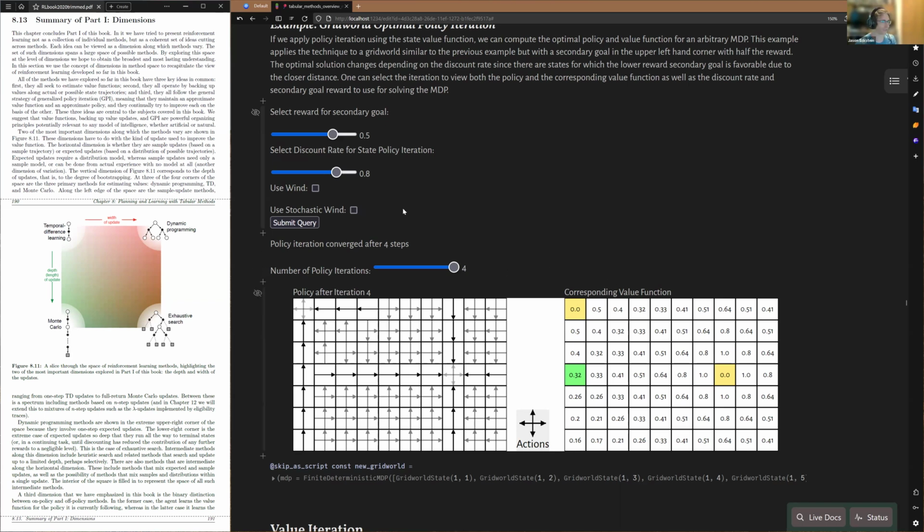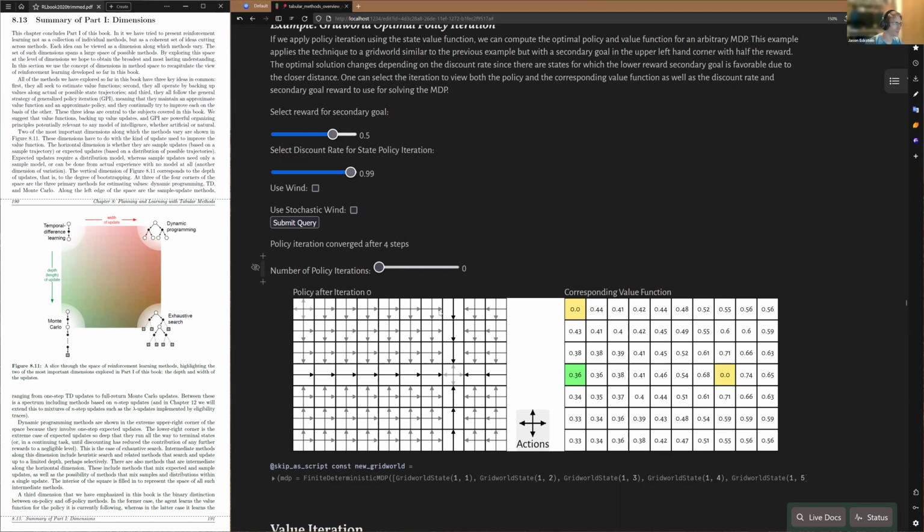And the reason is that even though this reward is half of this reward, if the discounting is high enough, the faster time reaching this goal will make it more advantageous. So if I put this back up to 0.99, then you'll see that in every situation, it's better to head for this goal instead of that one. So what this is showing, the policy iteration process.